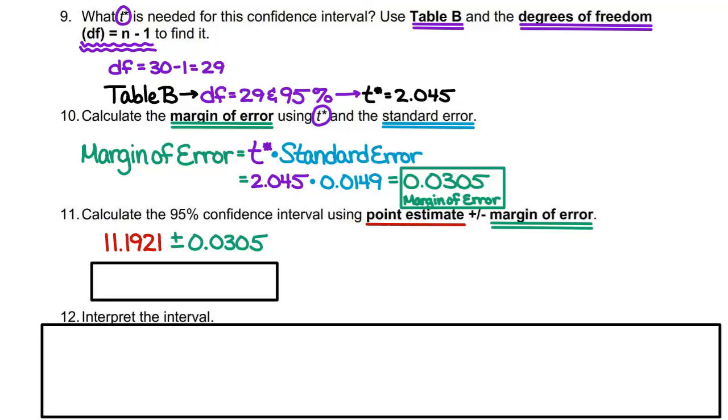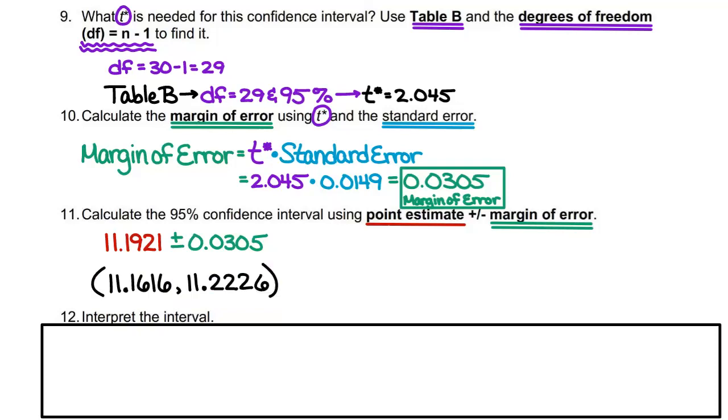When somebody thinks they have an interval, let me know. I took mine out to 4 decimal places, although I don't usually. The only reason I took it out to 4 is because our sample data was out to 4 decimal places, but usually I would just take this out to 3 places. So I would normally have 11.162 to 11.223.